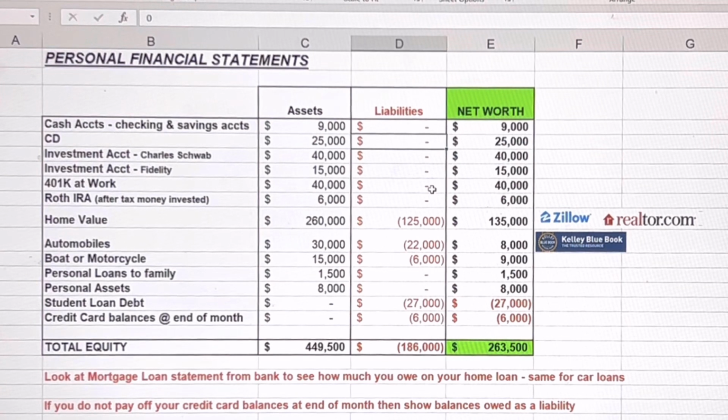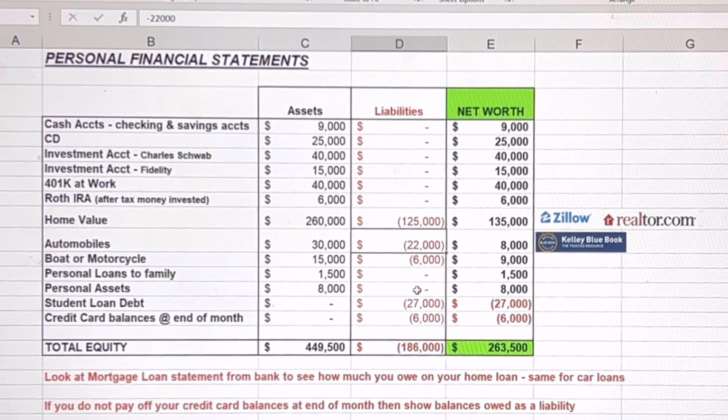There are no liabilities connected to a CD or anything like that. But for your house, let's say that this person still owes $125,000 on their house. You would list that. Just go to your loan statement at the end of every month, and it will tell you how much money you still owe on that house. So you pick that right off of there. Same thing for your automobile. You can get a statement, hopefully monthly, and it will tell you how much you still owe on your car. Same thing if you have a loan on your boat or your motorcycle, you would list that.